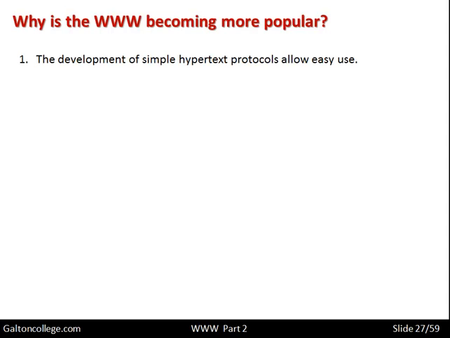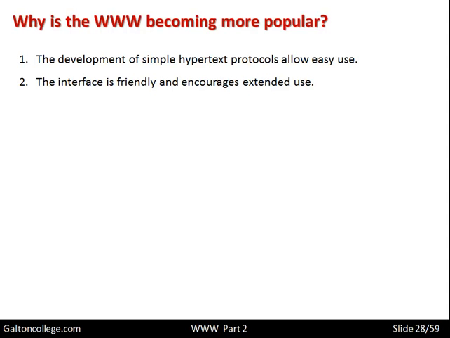So why is the World Wide Web becoming more popular? Well, the development of simple hypertext protocols allow easy use. So the hypertext protocols are easy to understand. They're fairly obvious. Once we type them in, we know what we're looking for. If we type in http://www.bbc.co.uk, we know what we're going to get. So it's almost intuitive. So it's a simple protocol.